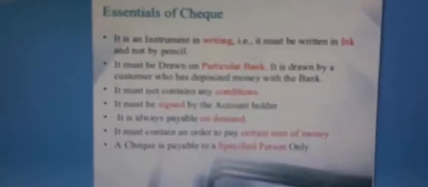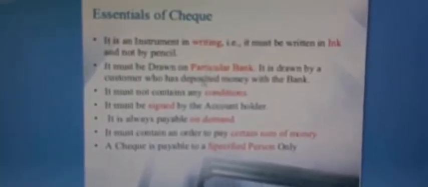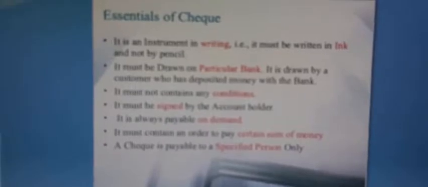The second one is it must be drawn on a particular bank. It is drawn by a customer who has deposited the money in the bank. For example, this is a check of the ABC company bank. Sharma is a person having an account in this bank, and he has drawn the check. So, drawn on a particular bank.